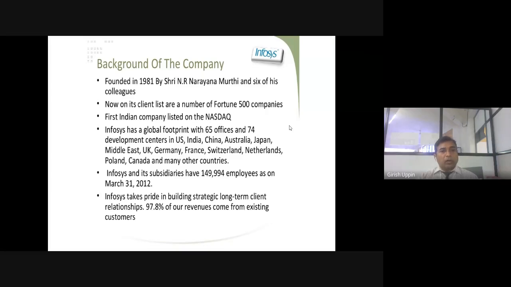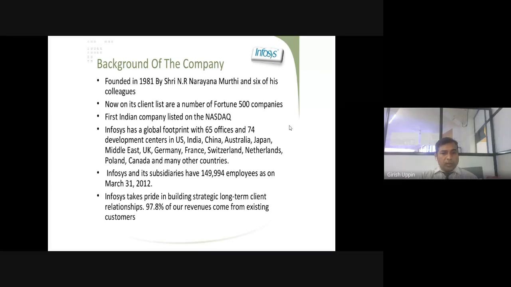And Infosys has a global footprint with 65 offices and 74 development centers in many countries like US, India, China, Australia, Japan, Middle East, UK, Germany, France, Switzerland. So basically, they have many offices in North America and Europe and some Asian countries. So their presence is there in all the major countries.